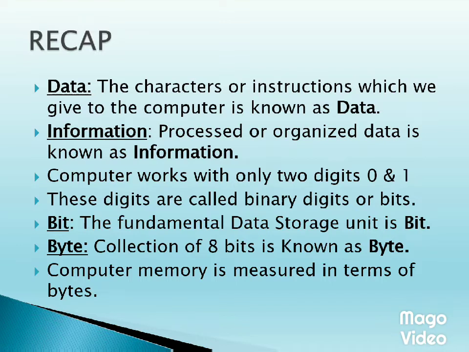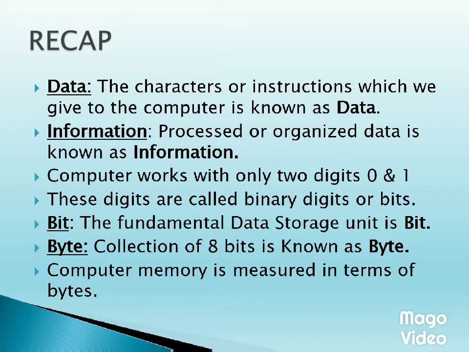For example, if I want to add 5 and 10, I enter 5 and 10 from the keyboard. So 5 and 10 is known as data. This data is processed by the CPU and you get the answer 15. So the answer 15 is known as information.